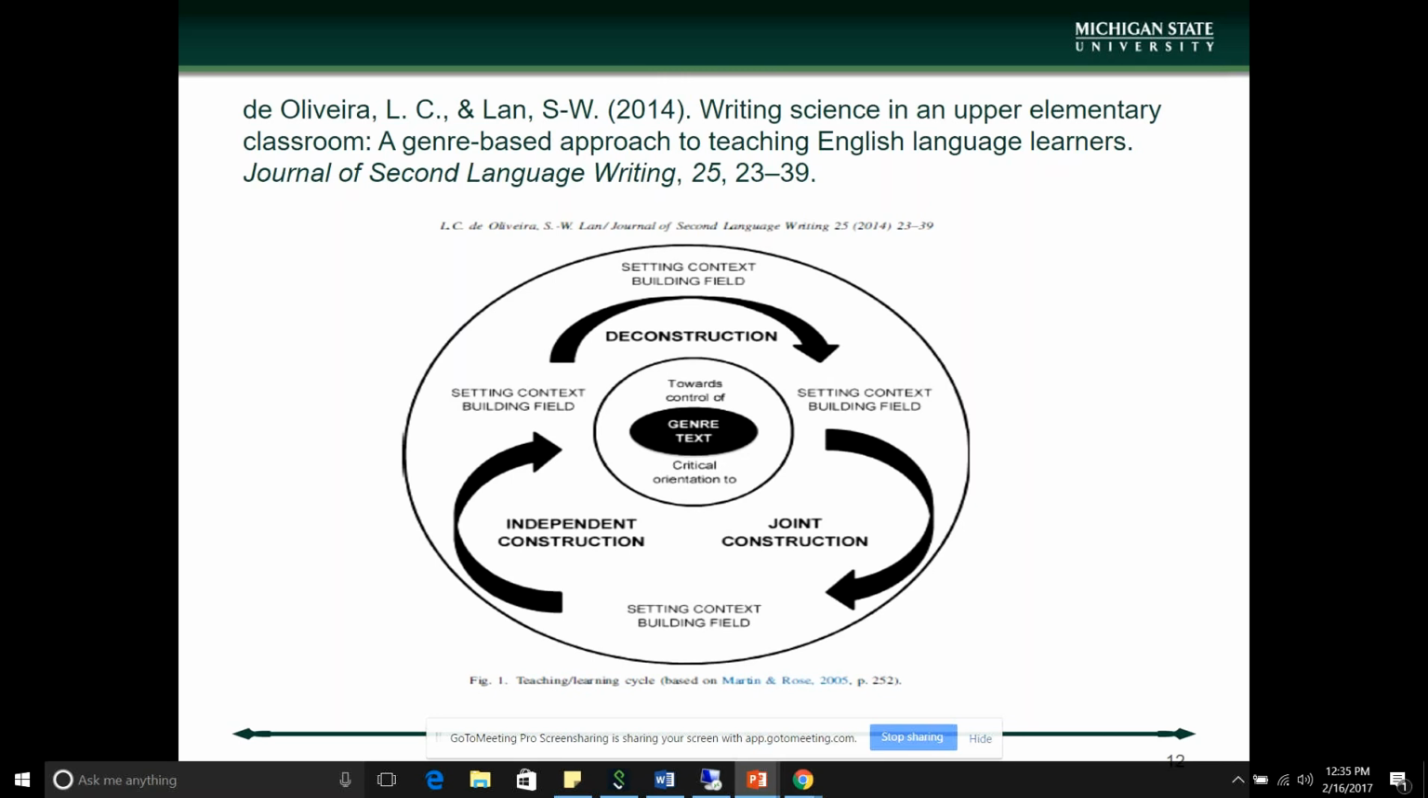But the whole idea is that students look at a text and they sort of take it apart together, they construct a text, and then the idea is that the student can eventually do it on their own. Again, there are a lot of articles on this type of genre-based writing, but let me use an example to show you from this particular article.